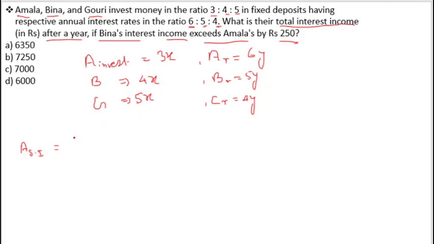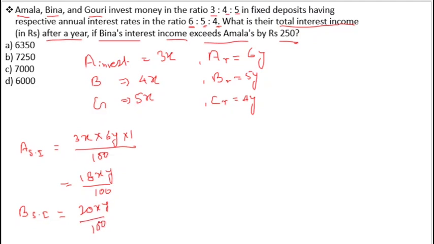So now let us find out. Here this is principal, the invested amount, which is 3x, into rate of interest, which is 6y, into time, which is 1 year, divided by 100. So this is 18xy by 100. Now similarly we can find out B's interest. 4 times 5 is 20. This will be 20xy by 100. And Gauri's simple interest will be 4 times 5, again 20xy by 100.